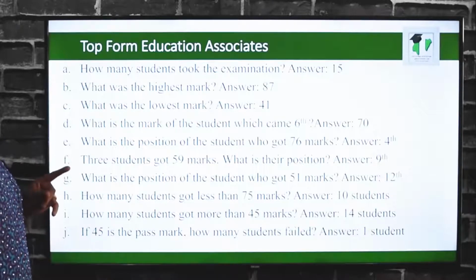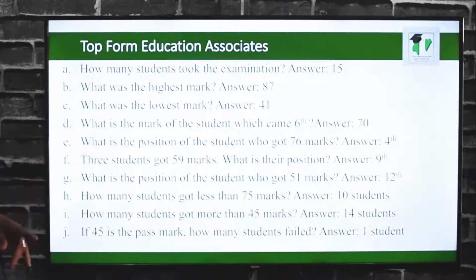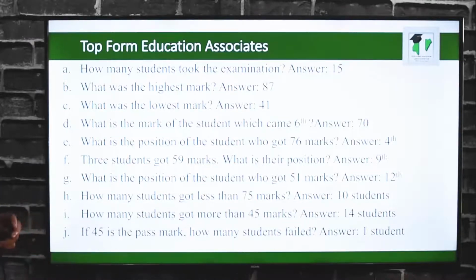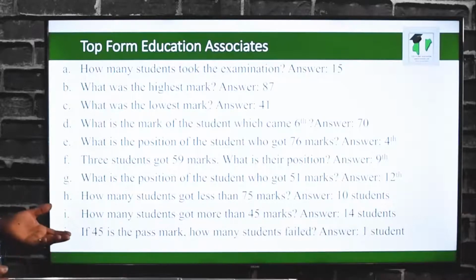We had a student scoring 49, another student scoring 41. So 45 is between 49 and 41. So more than 45 should start from the student that scored 49. There are 14 students. If 45 is the pass mark, how many students failed the test?